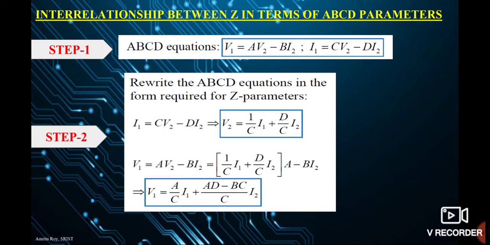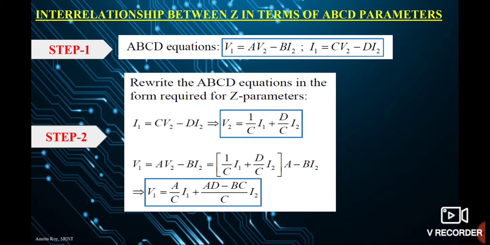Next one is the interrelationship between Z in terms of ABCD parameters. So in step 1, we are going to write down the ABCD equations. V1 will be equal to A V2 minus B into I2, and I1 will be equal to C V2 minus D I2. We will rewrite the ABCD equations in the form required for Z parameters in step 2.